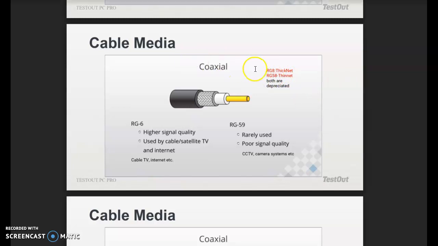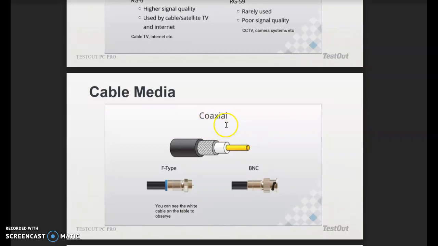Now, what is in use for coaxial cable is RG6 and RG59. RG59 is also poor quality, and it was used in camera systems and CCTV. Right now, we are using digital cables and digital TV, so everything is actually RG6. RG6 is used in cable TV, internet, and the phone that Optimum or Verizon brings to our homes.